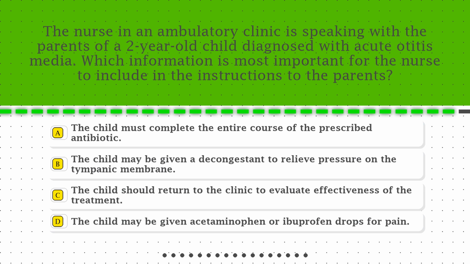Question 12. The nurse in an ambulatory clinic is speaking with the parents of a 2-year-old child diagnosed with acute otitis media. Which information is most important for the nurse to include in the instructions to the parents? Option A. The child must complete the entire course of the prescribed antibiotic. Option B. The child may be given a decongestant to relieve pressure on the tympanic membrane. Option C. The child should return to the clinic to evaluate effectiveness of the treatment. Option D. The child may be given acetaminophen or ibuprofen drops for pain.